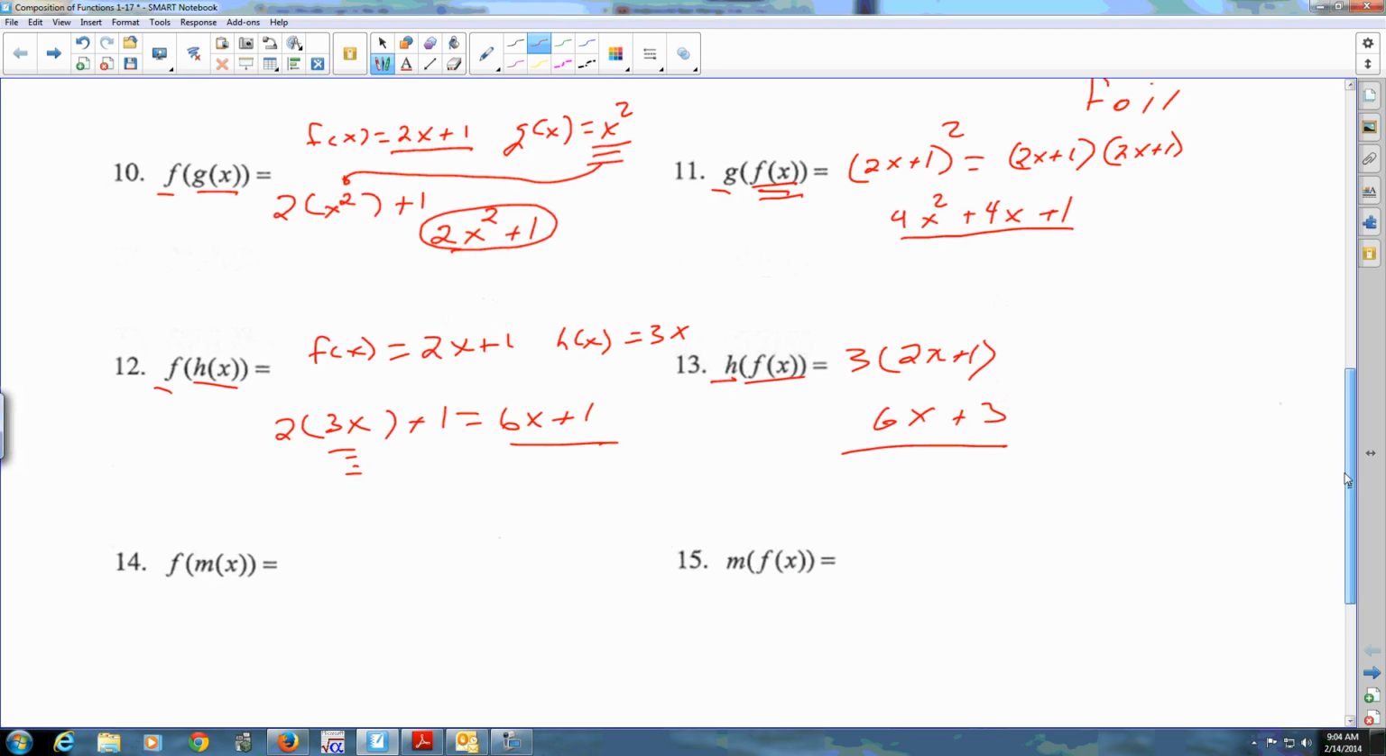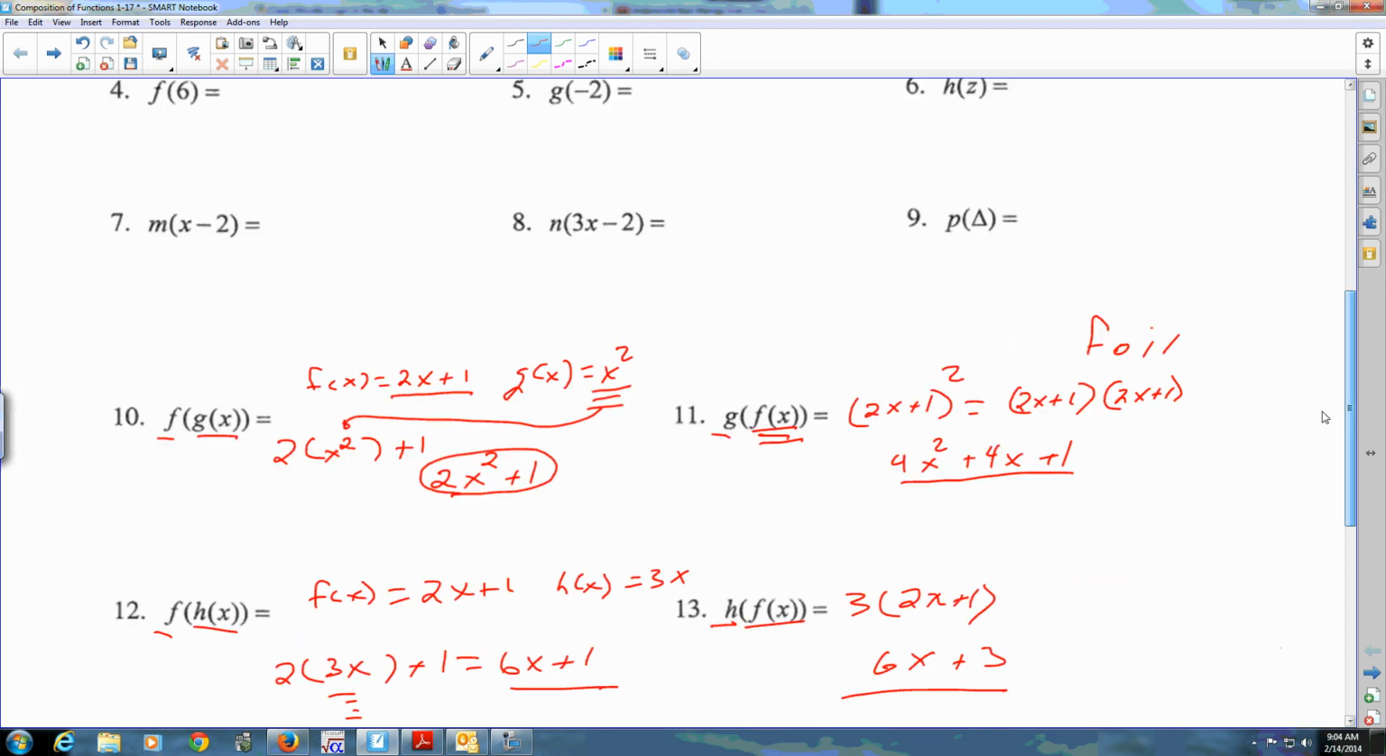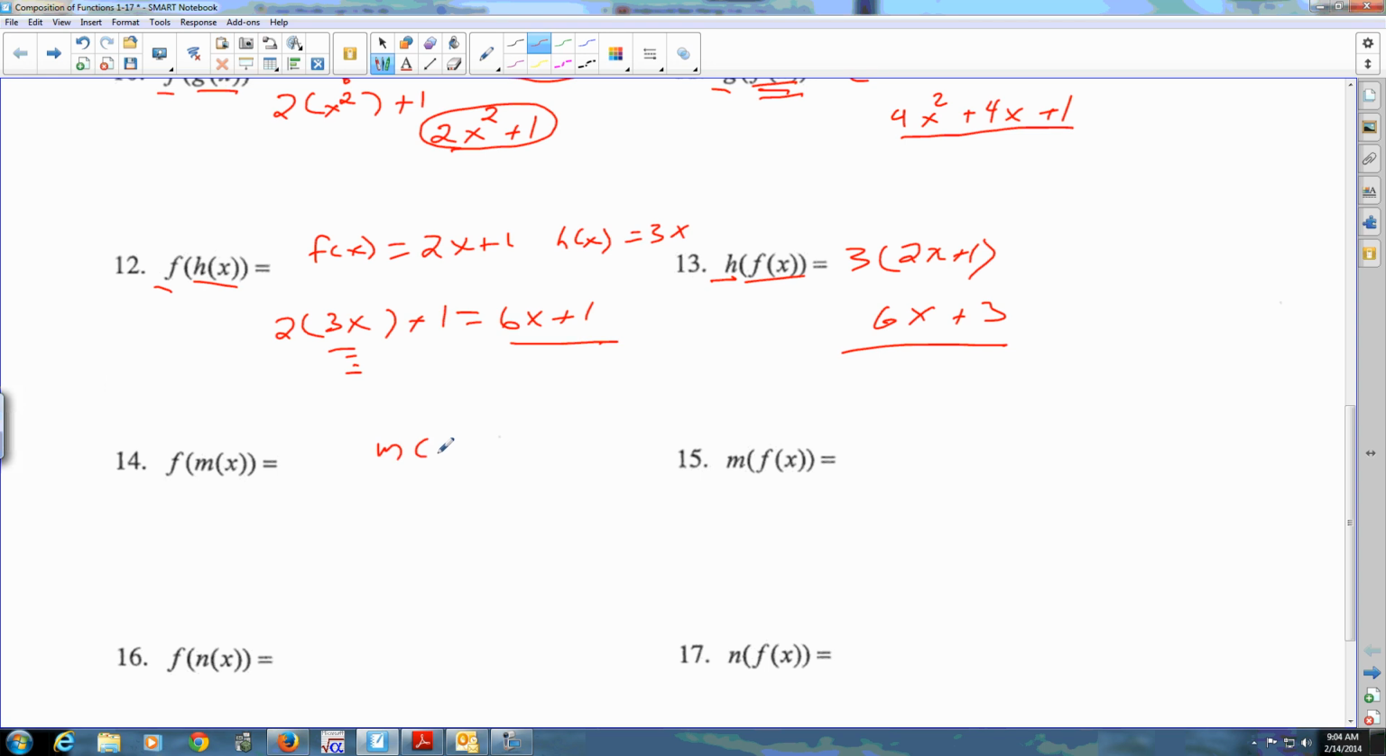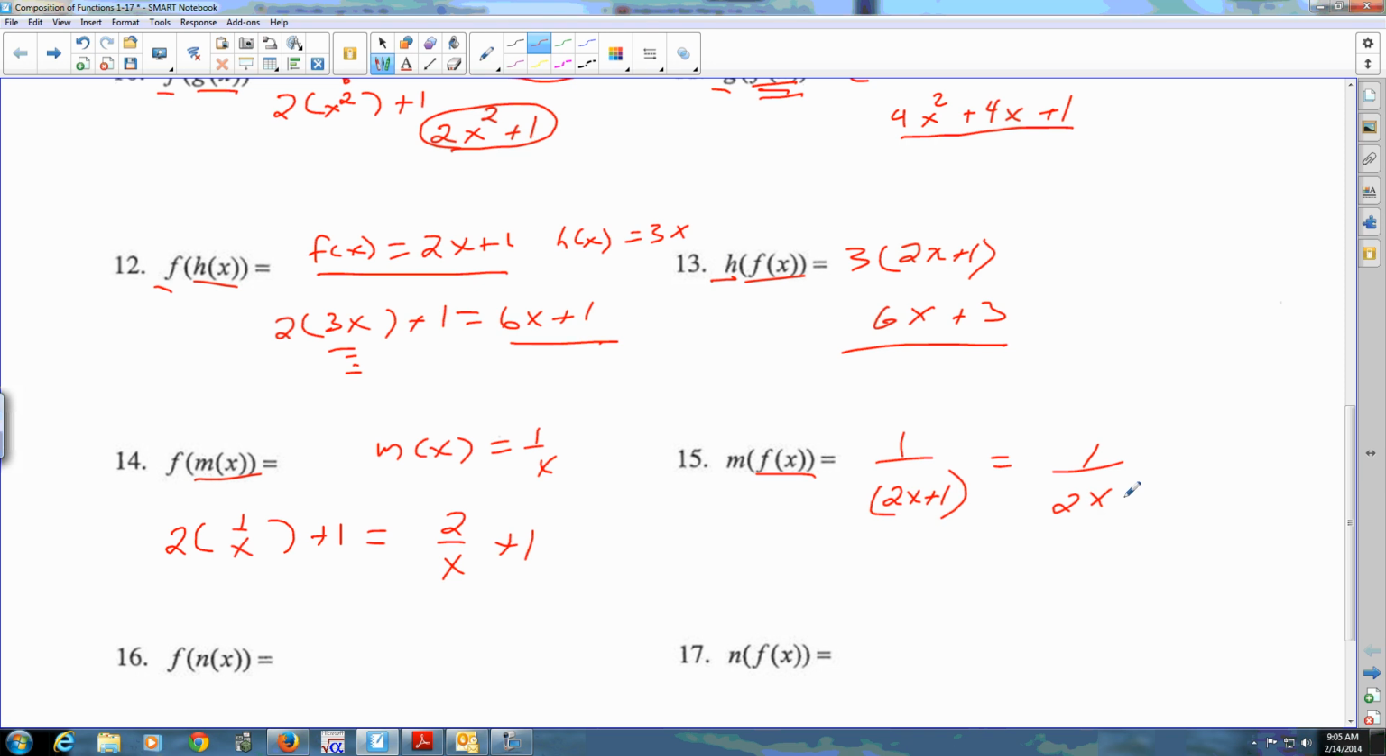Okay, so that says f and m was 1 over x. So m of x is 1 over x. F of x is still the same f of x. Write your function first without the variable. 2 times whatever I'm filling into it, plus 1, because that's just what the function says. Then fill into that m of x. So your answer would be 2 over x plus 1. Write your function first without the variable, put a parenthesis in place of the variable, then fill the inner function into it, which was 2x plus 1. So you don't need the parens in your final answer.